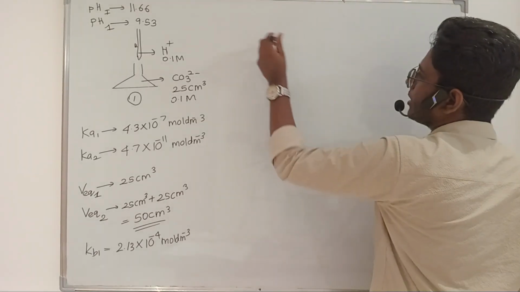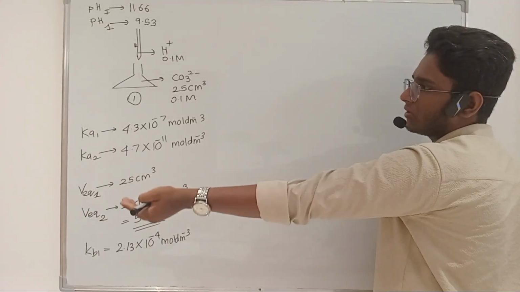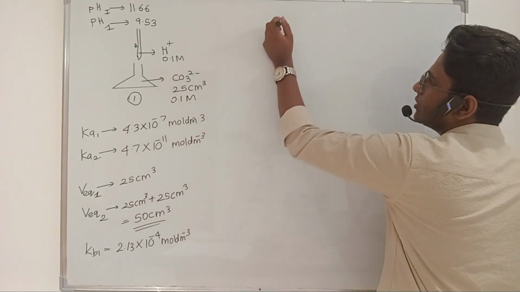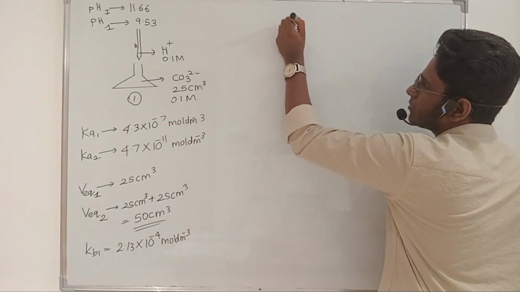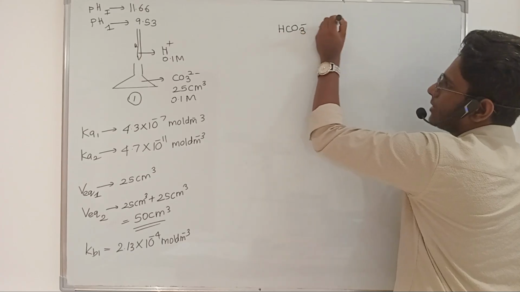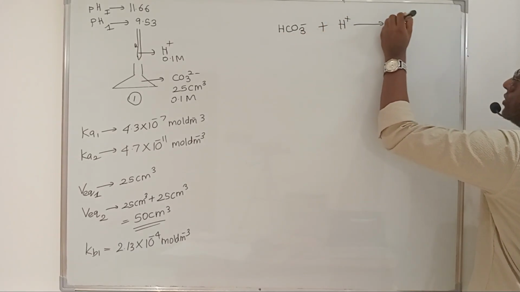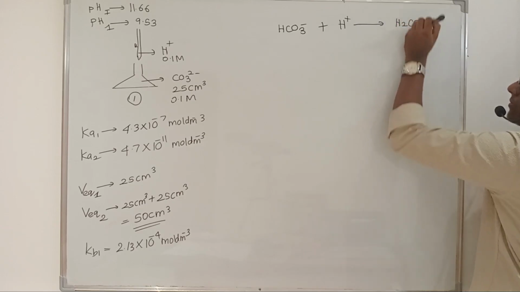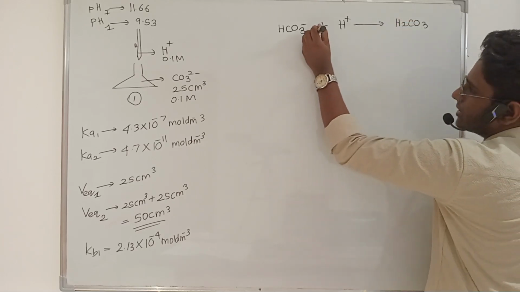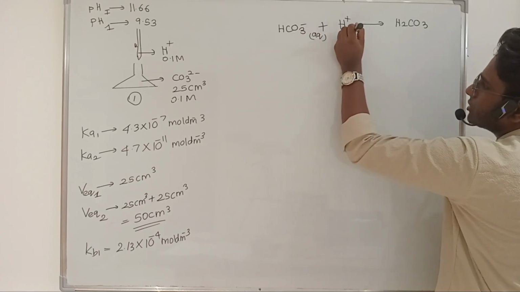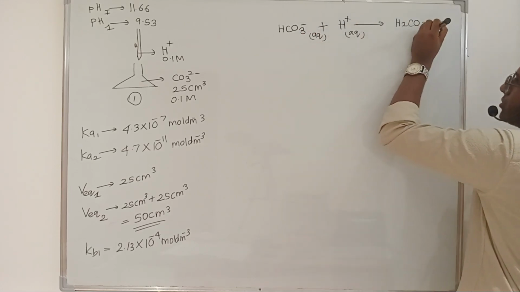So if I take bicarbonate, at the end of the first equivalence point you'll be having bicarbonate, right? At the second equivalence point, what will be happening? You will be adding more H plus, right? And you will be getting H2CO3. And put the physical states. Don't forget aqueous, aqueous, aqueous.